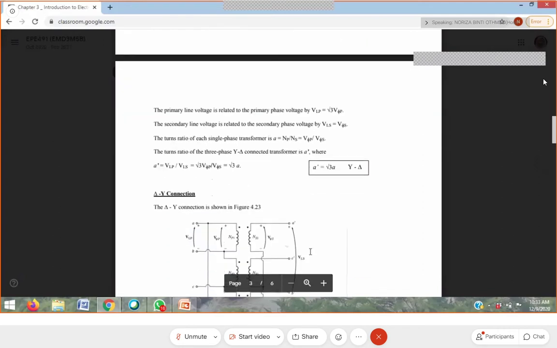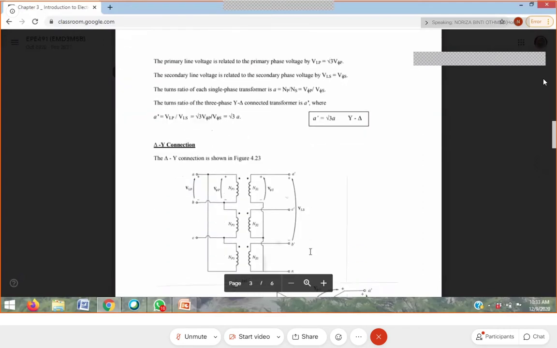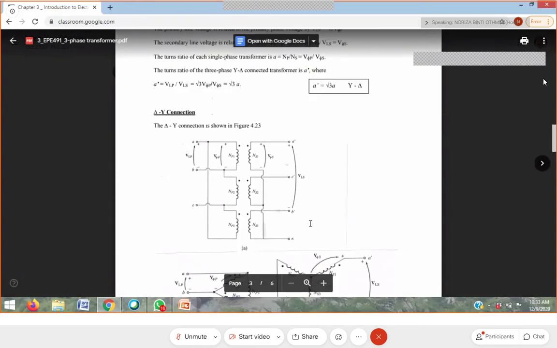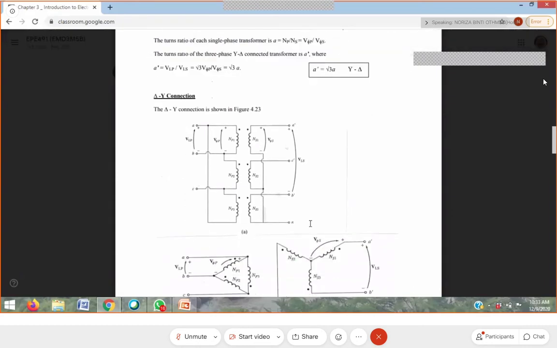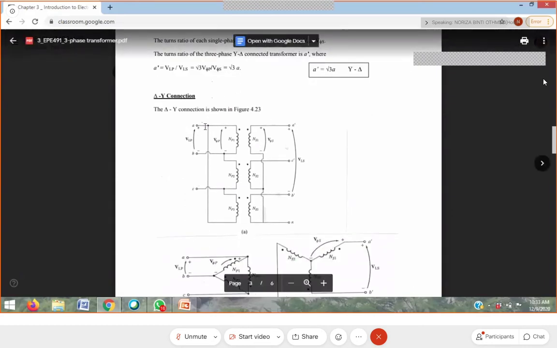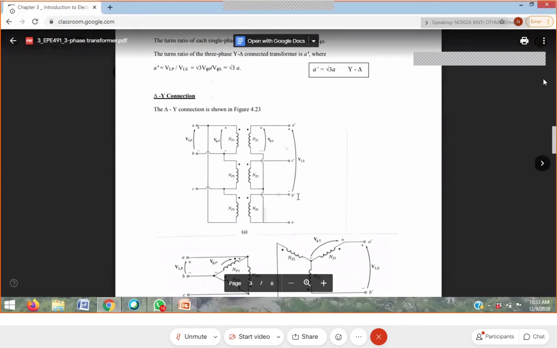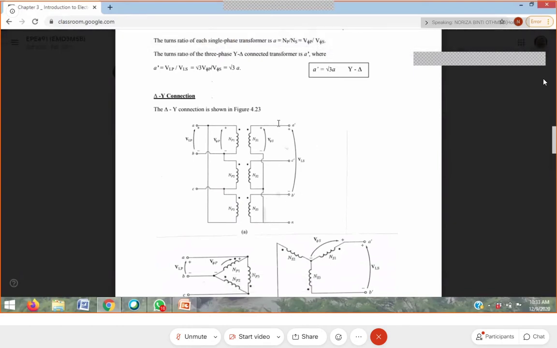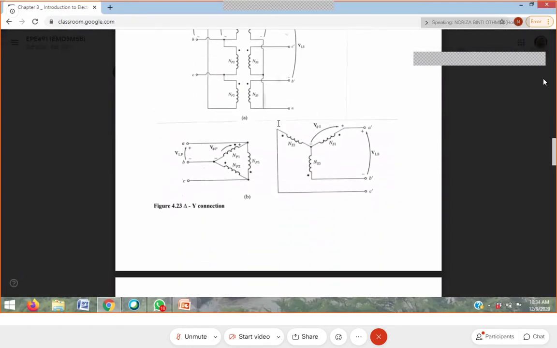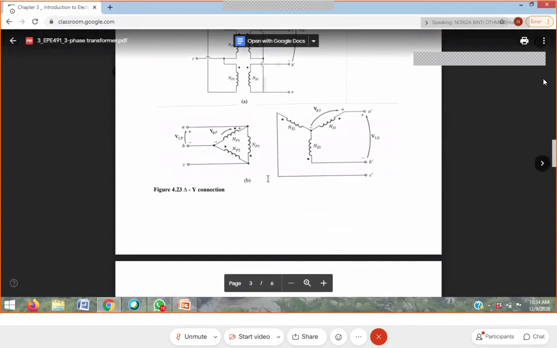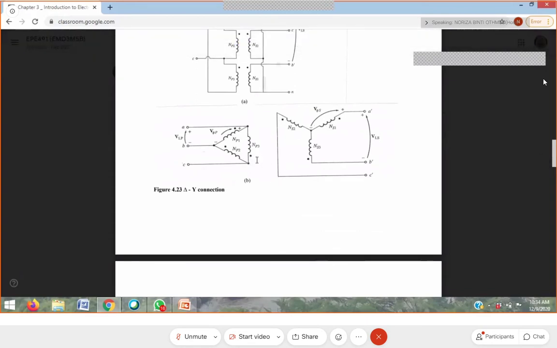And then number 3 is delta Y, where the primary is delta and the secondary is Y. For delta, A goes to B and then to C, then C to A. And for delta Y, it is as usual. So this is the figure if we redraw the circuit.